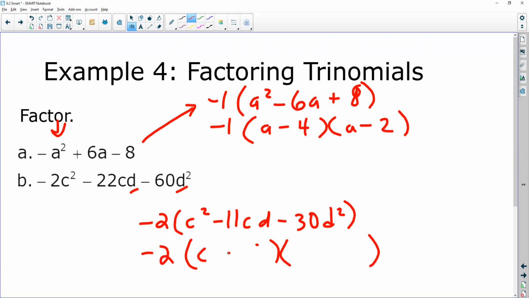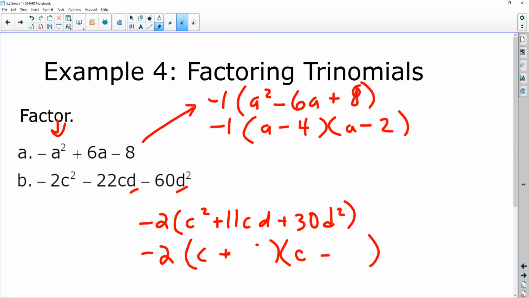One's going to be a plus, one's going to be a minus. So I need to multiply to negative 30 and add to negative 11. Well, what are my numbers there? Oh, I've factored out a negative 2. I have to switch the signs.